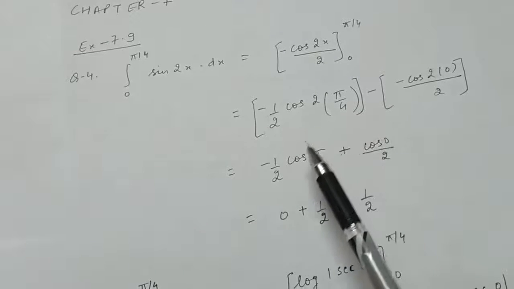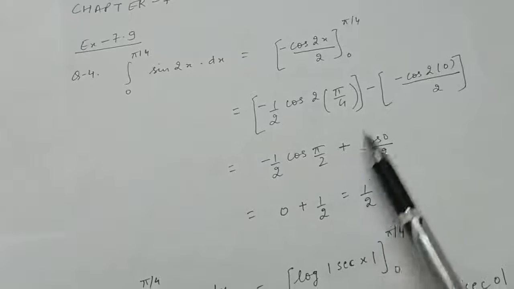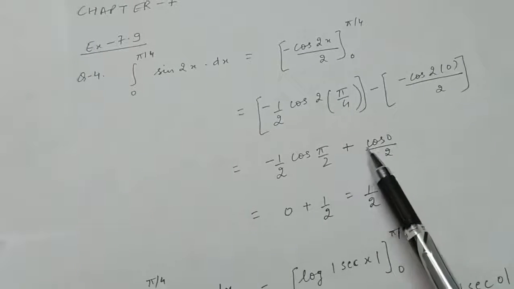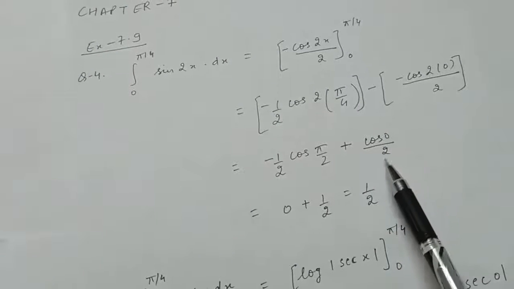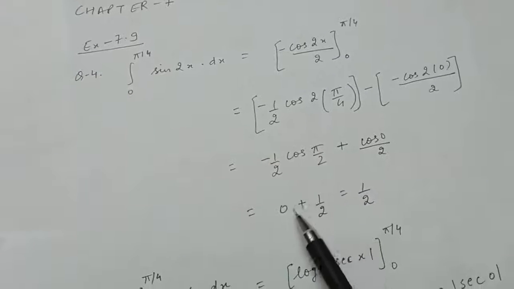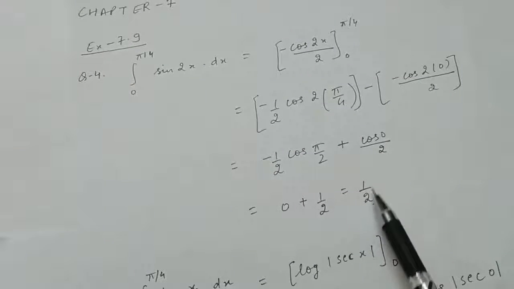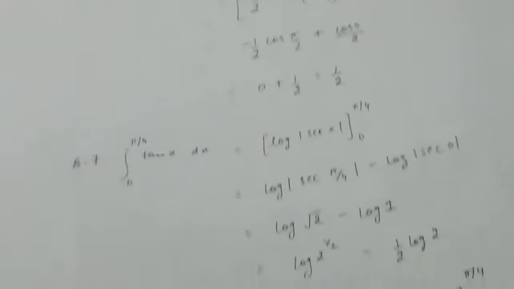So this will become minus 1 by 2 into cos pi by 2 plus, because minus minus is plus, cos 0 upon 2. Now you know cos pi by 2 is 0. So this term will become 0 plus cos 0 is 1. So this will become 1 by 2 and the answer will be 1 by 2.